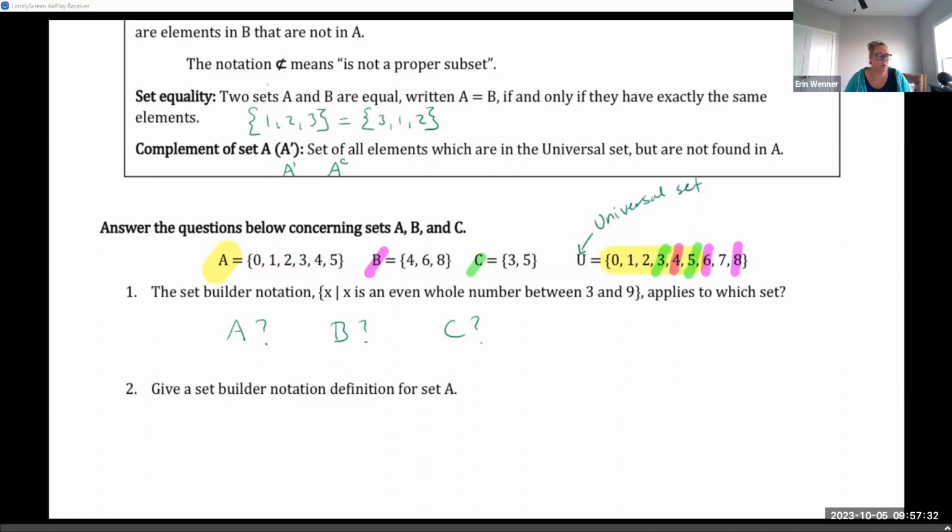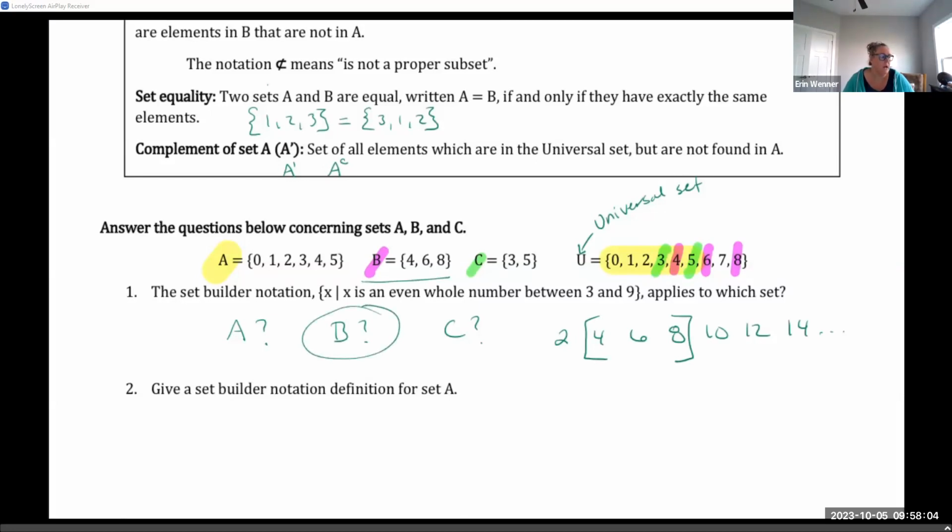Okay, so if we think about what even numbers are, they start with 2, 4, 6, 8, 10, 12, 14, and so on. And if I'm looking for the numbers that are between 3 and 9, that's going to be those numbers, right? 4, 6, and 8. Well, which of the sets contain the even numbers 4, 6, and 8? Only set B. So this is a description of set B.